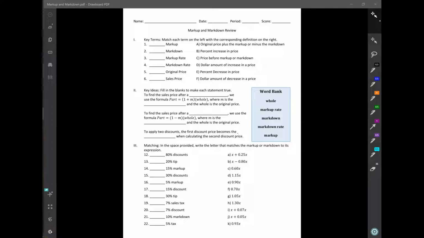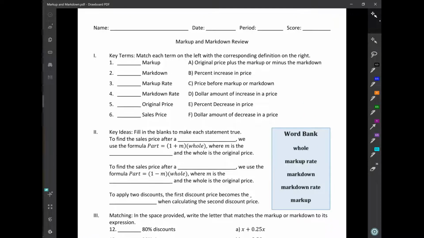This is the homework from 11:30, the markup and markdown review. Section 1 is just matching vocabulary. So original price plus the markup or minus the markdown, that's the sales price. That's the original plus whatever the change is, what you end up paying.